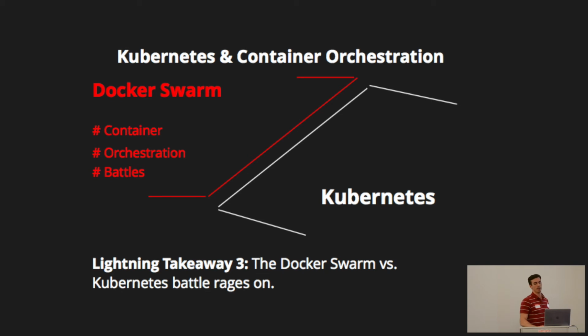The big takeaway here is just a fun takeaway. The Docker Swarm versus Kubernetes battle rages on. Kubernetes, very open source, Google-esque, and Docker Swarm recently in March 2017 had the Community Edition versus Enterprise Edition split, which has really shocked the world, especially for people that are running Red Hat distributions, specifically Red Hat 7.